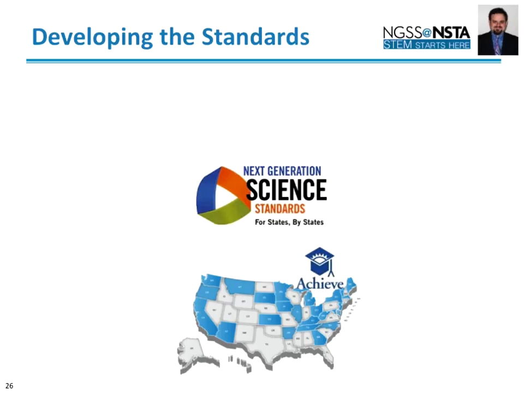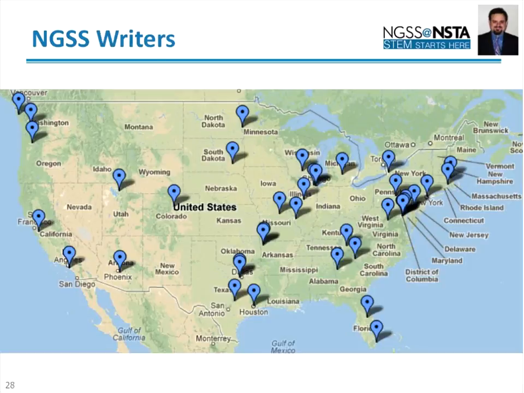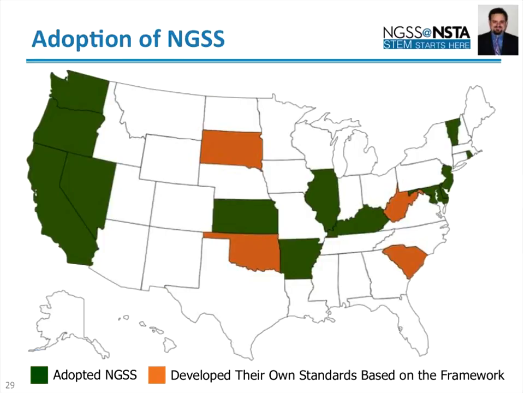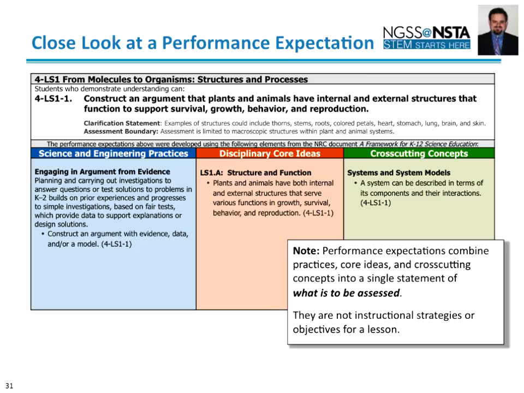All of those pieces, as I said, were just developed in the framework and described in the framework. And then the standards folks took that work and went and developed it. The standards were developed by a group of 26 states. All the states in blue were known as NGSS lead states. They had committees that reviewed the standards and provided feedback. There were 41 writers spread around the country. That gives you a sense of where they all were from. And the standards came out a couple of years ago. And at present, there are 13 states and the District of Columbia that have adopted the standards. There are also a few states that have developed their own standards based on the framework. And this idea, again, of disciplinary core ideas, cross-cutting concepts, and especially practices are being infused in curriculum everywhere. At this point, over 30% of students live in states that have adopted NGSS.